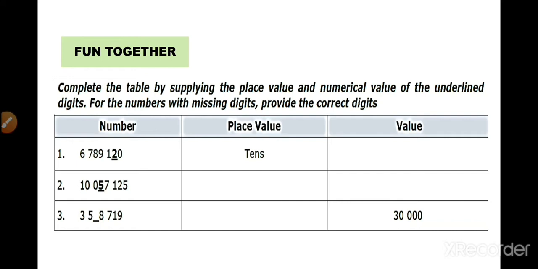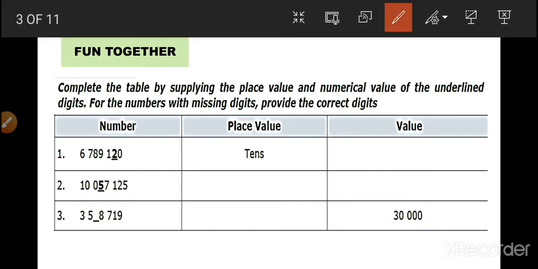6,789,120. What is the place value of the underlined digit? The answer is tens. Using the place value chart, we say it as ones, tens. So 2 is in the tens place value, and the value is 20.